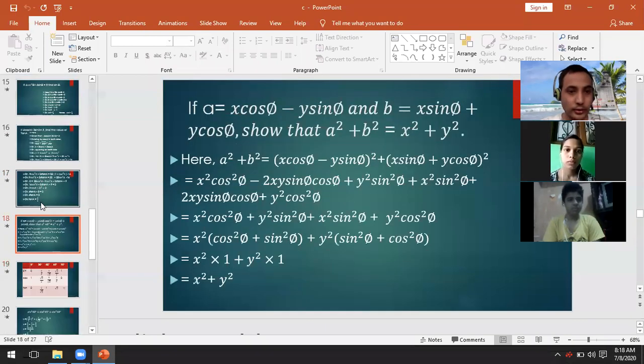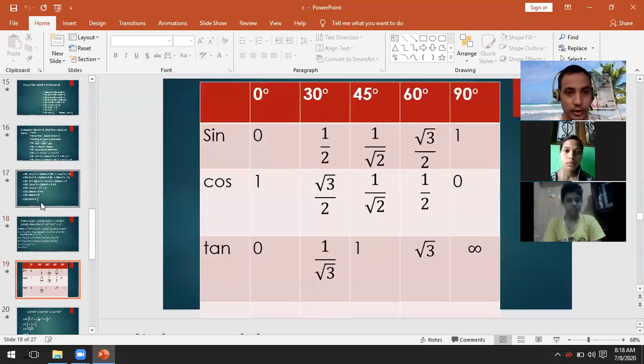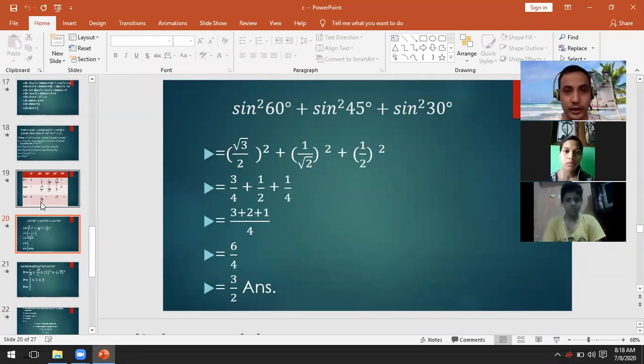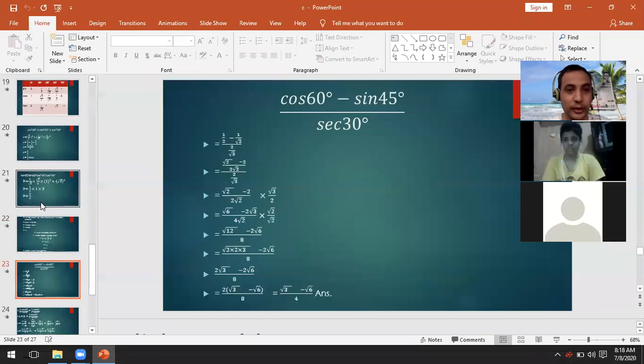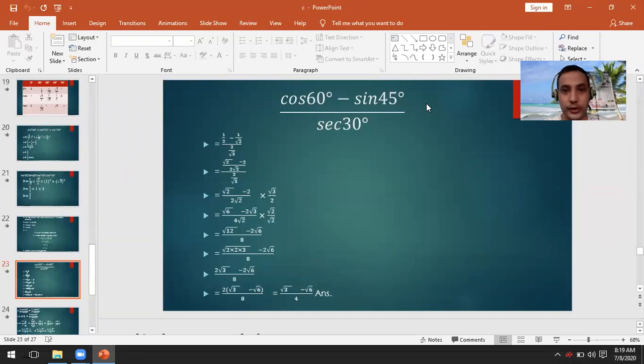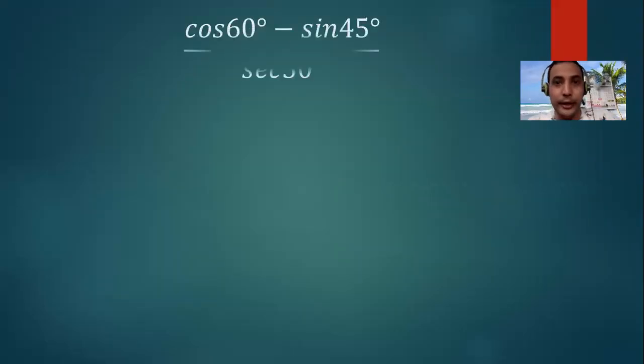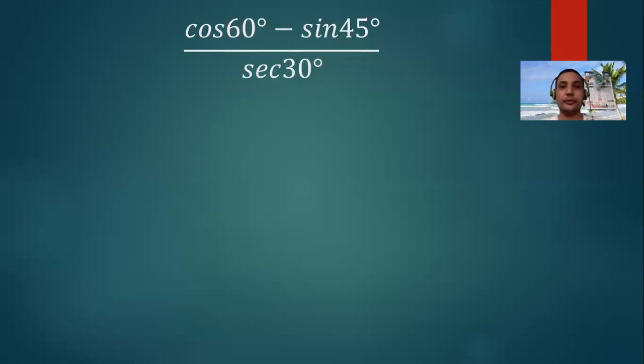We are in another day, that means with trigonometric formulas and trigonometric values. Today we are with this question: cos 60 degree minus sin 45 degree by sec 30 degree. What is the value of all this? We need to find out. That is the question.